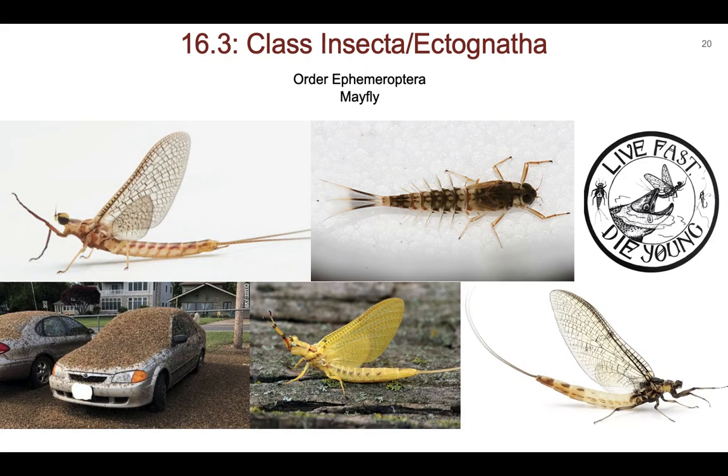Okay, the next order are the mayflies. This is a logo I found online. Their motto is live fast, die young. The adults of mayflies don't even have mouthparts because they usually only live about 24 hours, and literally their only job is to find a mate, reproduce, and lay eggs. And they will come out in huge, massive numbers in some places. Hopefully you've also seen some nymphs of mayflies in the streams around Pennsylvania. This is what they look like, and this is what they look like as adults.